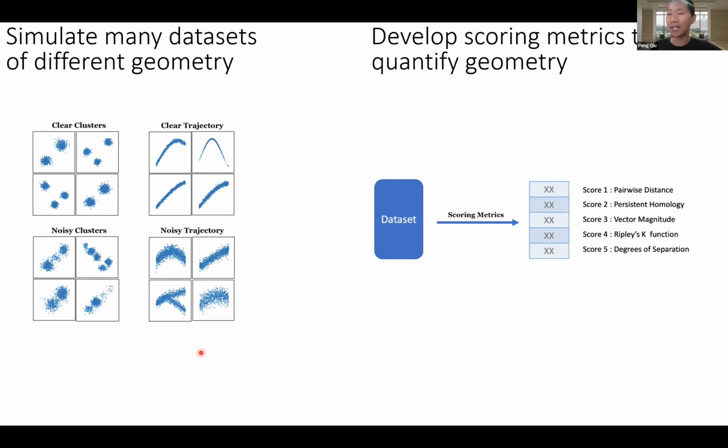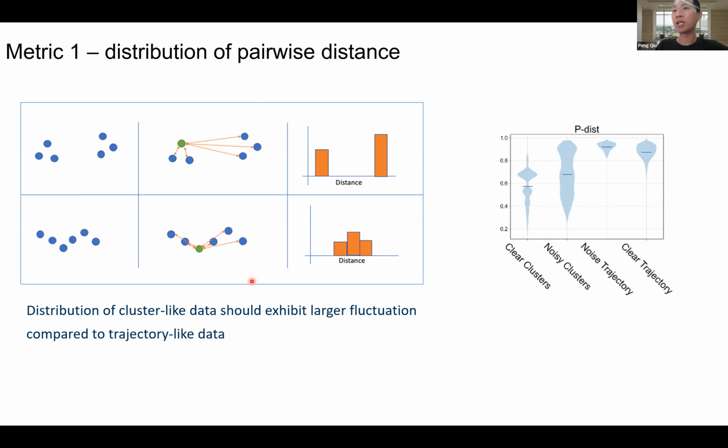Then we can use that library as our test bed to develop scores that can distinguish clusterness versus trajectoriness, that is, scores that can distinguish these data sets versus these data sets. One score we developed was the entropy of the distribution of pairwise distances. If we compute the distance between each pair of cells and the data is cluster-like, then these distances are either short, if it's a within-cluster distance, or long, if it's a distance between two cells belonging to different clusters. But if we're looking at a trajectory-like data set, then pairwise distances will have a more uniform or Gaussian-like distribution.